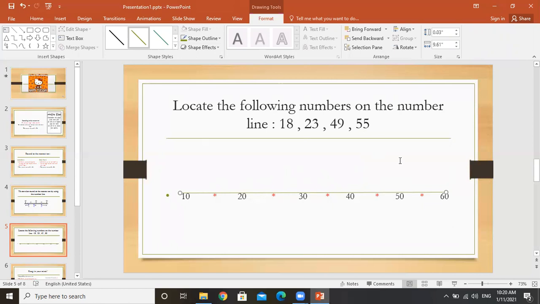Then we have 55. 5 is the midpoint, so it will be located on the red star. Since 55 is located between 50 and 60, the nearest 10 to 55 is 60.